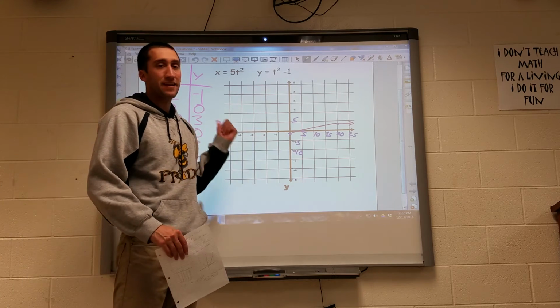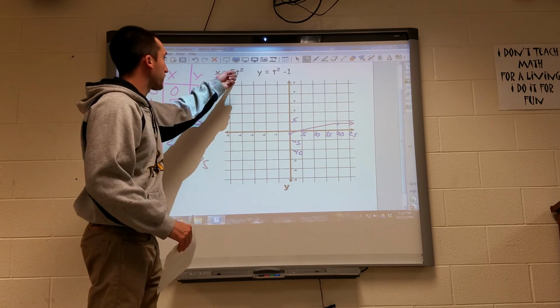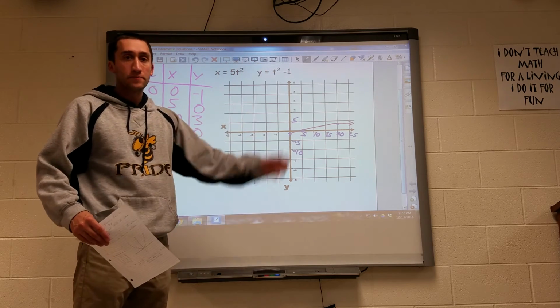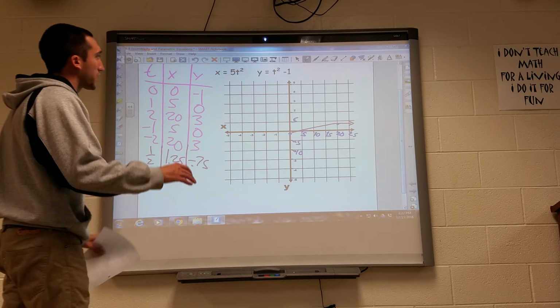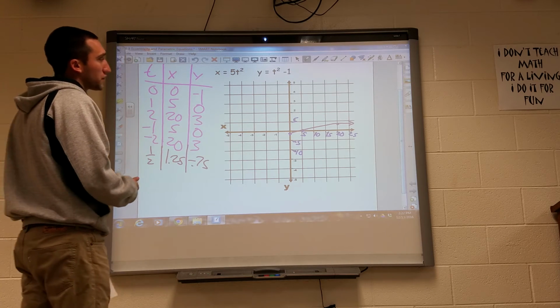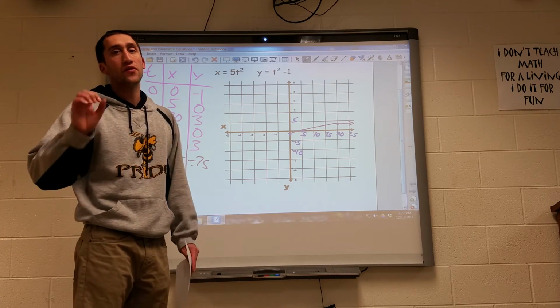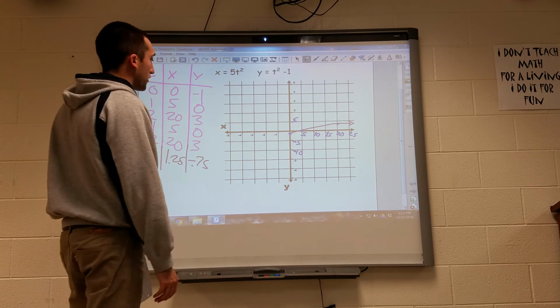We're never going to be able to get a negative value for x, which makes sense because we have a squared term, and just a number times a squared term. The square is never going to be negative, so if we multiply a positive number times a number that's always positive, obviously we're always going to have positive numbers.